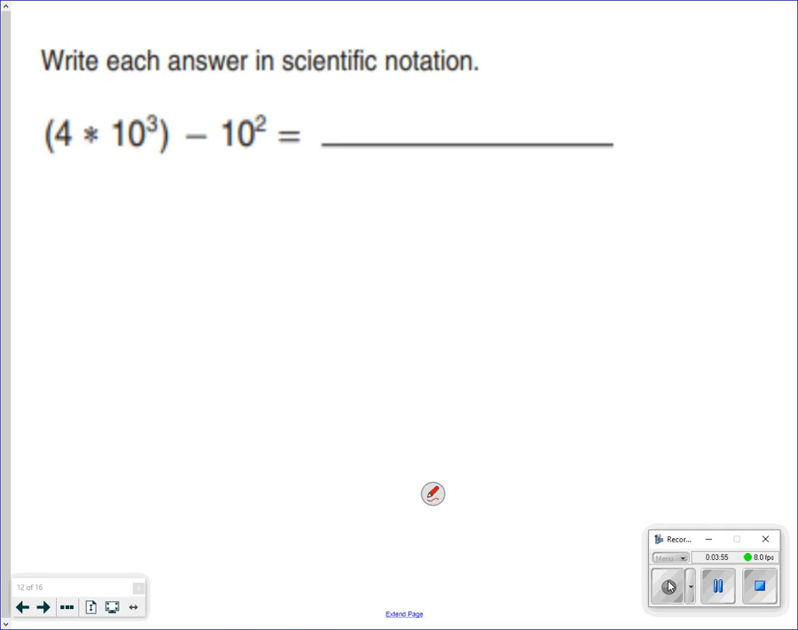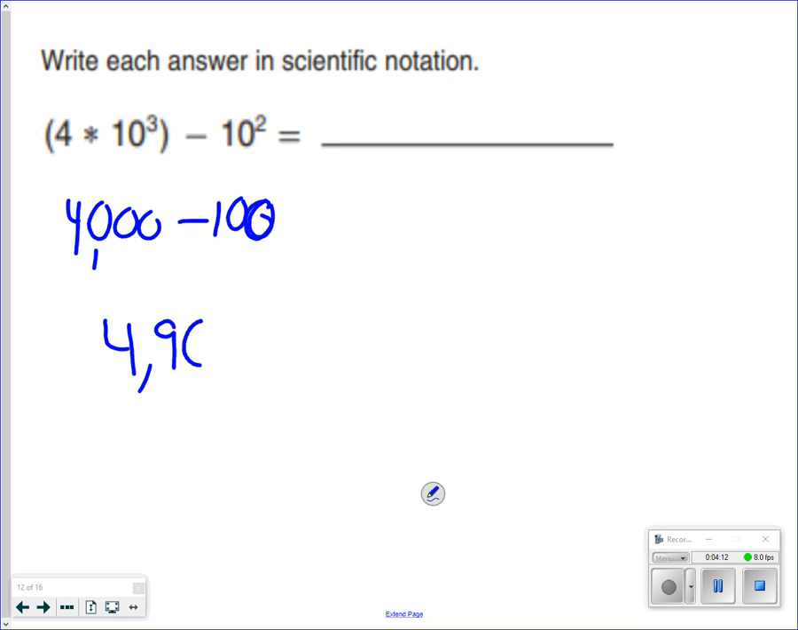Write each answer in scientific notation. So how would I solve these problems? I'm going to go with my blue. 4 times 10 to the 3rd power would be 4,000. I have 3 zeros, so I'm at 4,000 minus 100. 4,000 minus 100 would give me 4,900. Well, I apologize. 3,000. I'm not adding. It'd be 3,900. So how would I write that in scientific notation? Well, I would have to put 3.9.